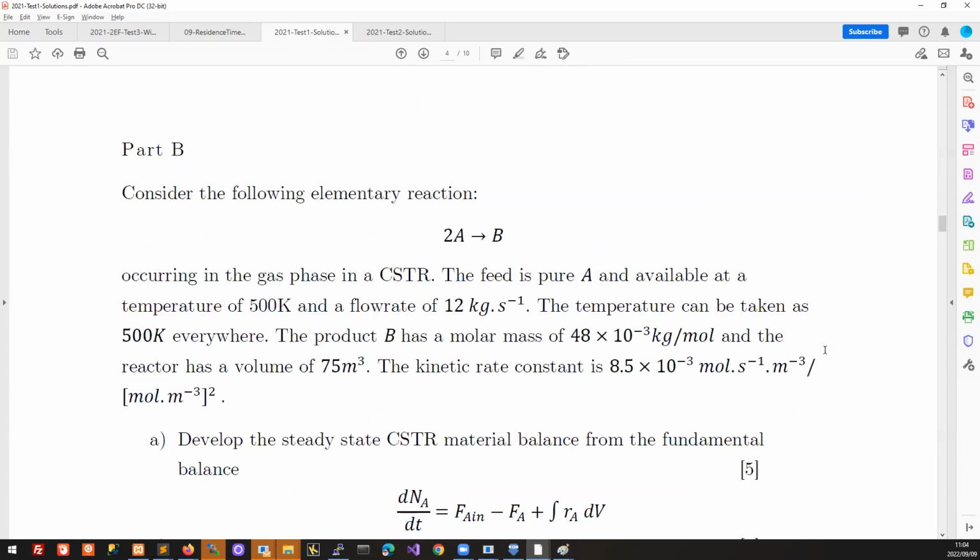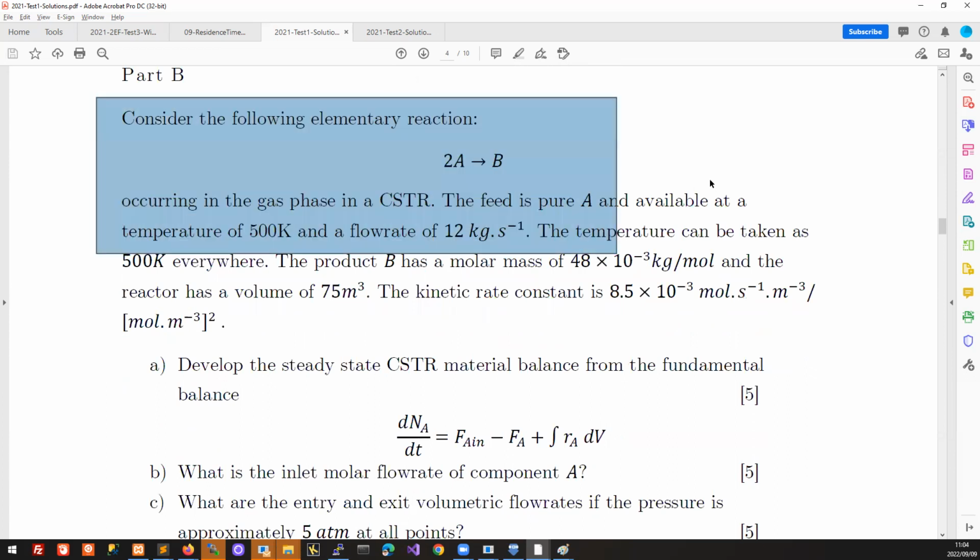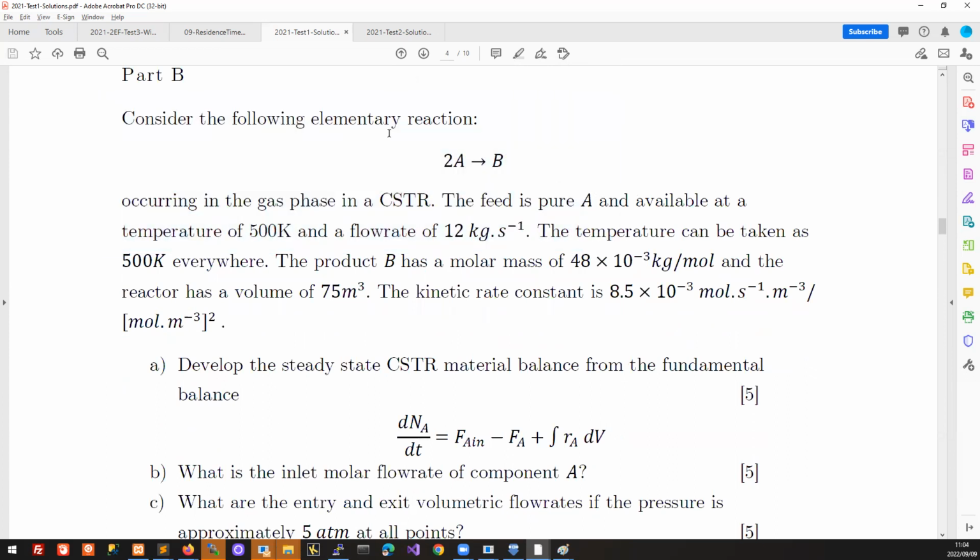Okay, for this one, we have that our energy, let's see, so this problem has A going to B. And is this a gas phase? This looks like a gas phase reaction. All right, so this is a basic mole balance type problem.